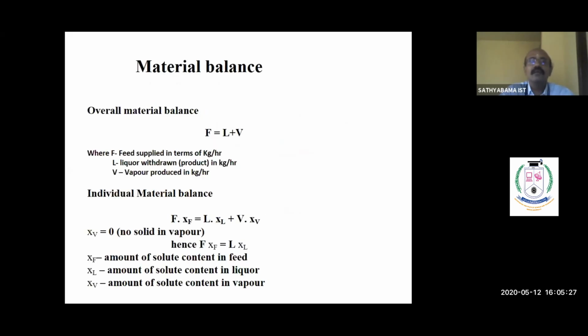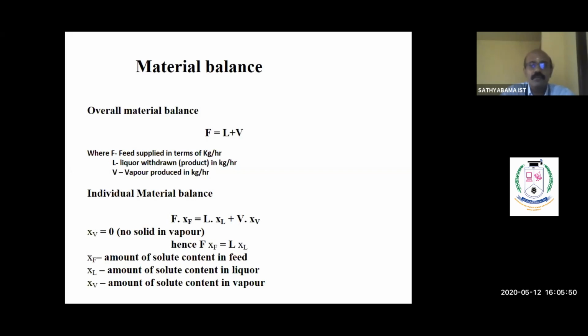Coming to the material balance, the overall material balance is given by F = L + V, where F denotes the feed supplied in kg per hour, L denotes the liquor withdrawn, that is the thick product, in kg per hour, and V denotes the vapor produced in kg per hour.